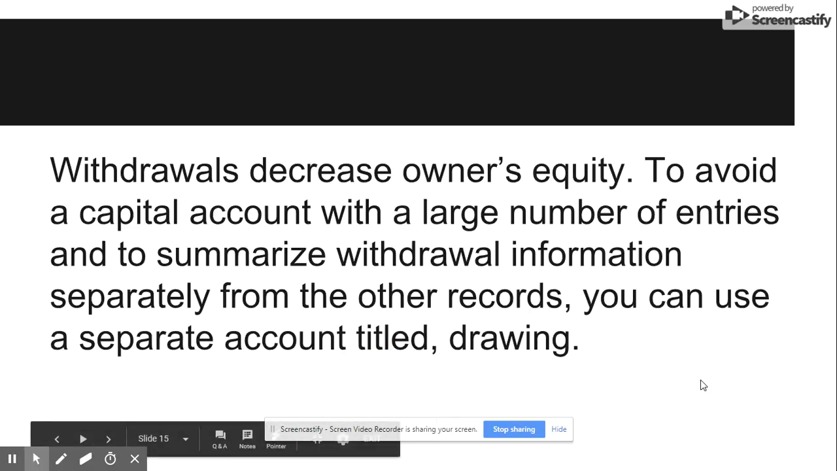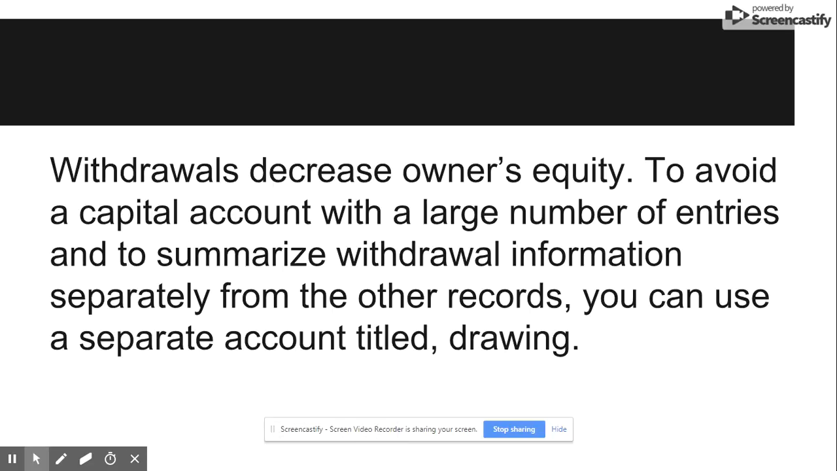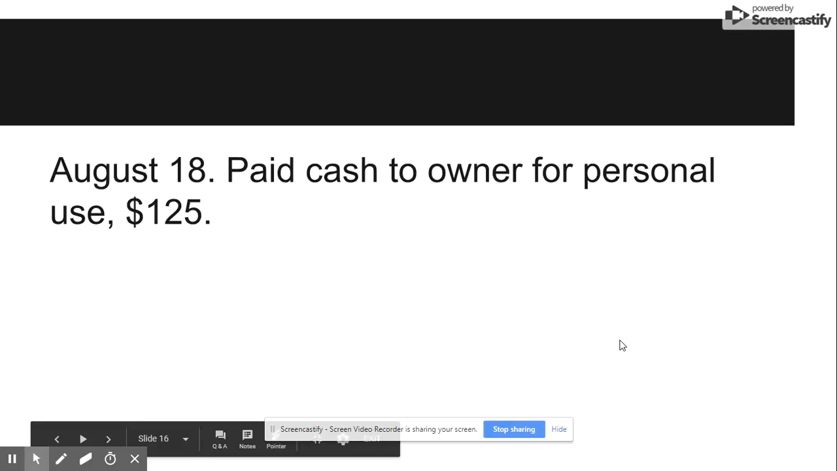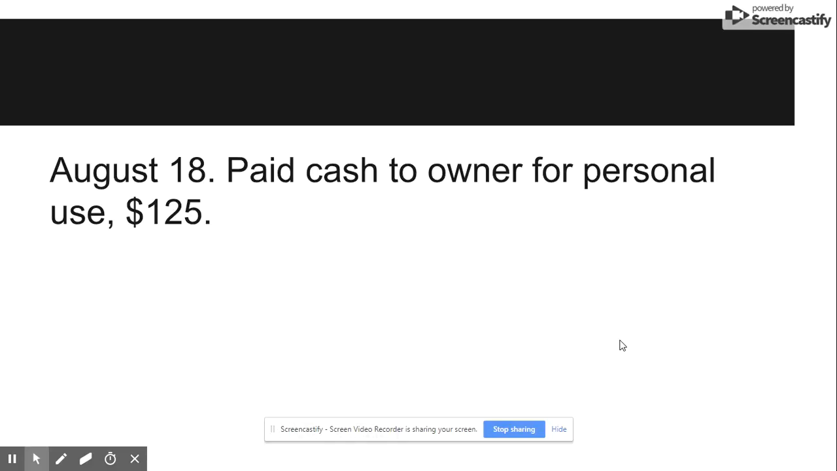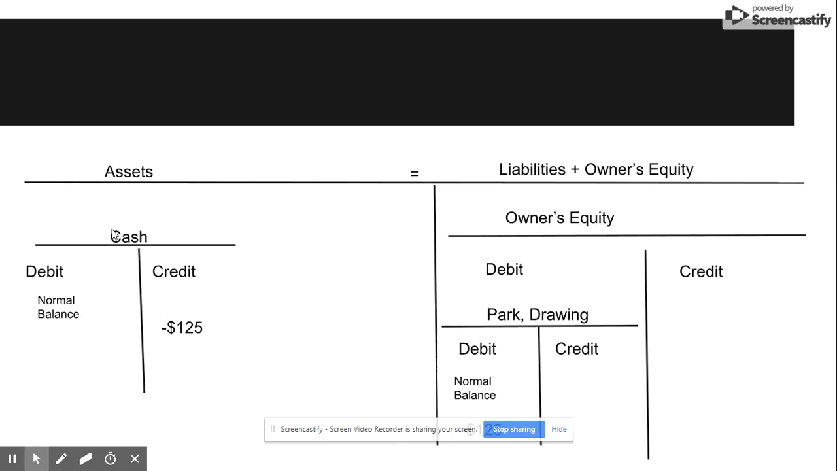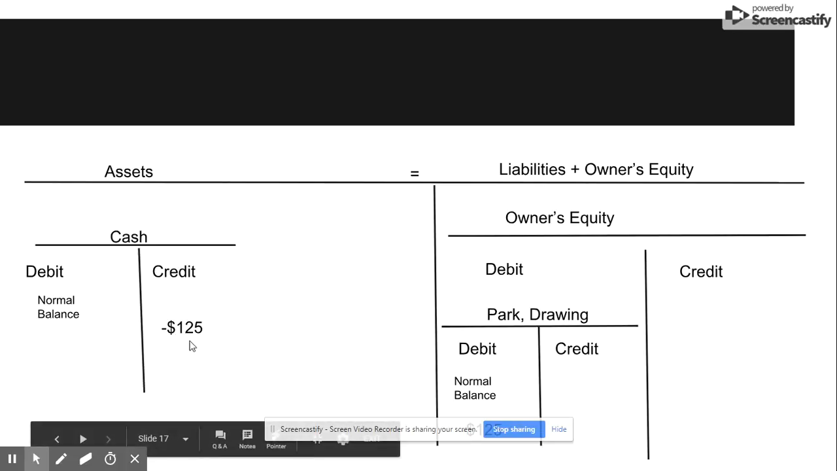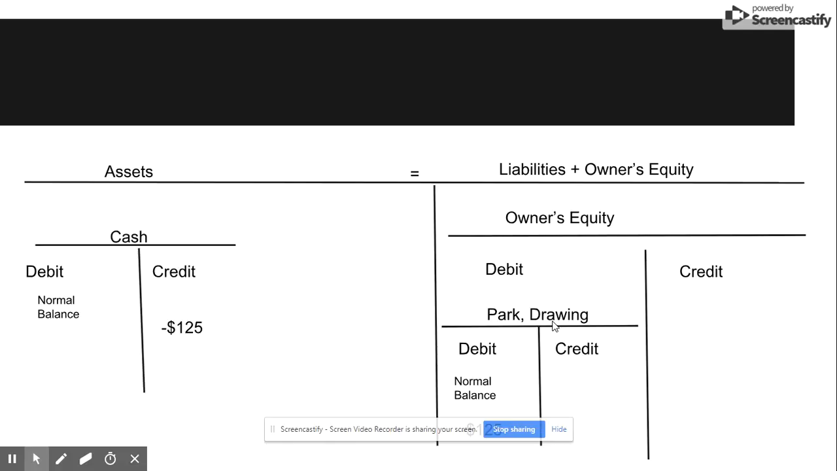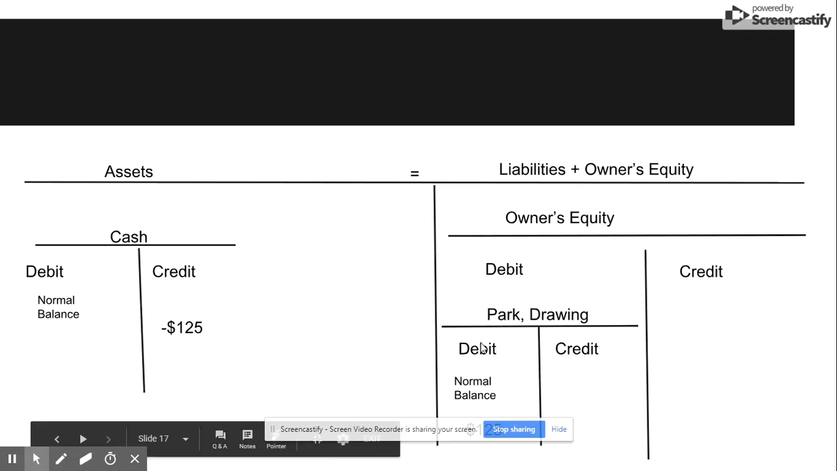Withdrawals also decrease the owner's equity, and we are going to create an account strictly for withdrawals. It's called a drawing account. In this case, we have Kim Park, so it'll be called a Park drawing account. If we pay cash to owner for personal use, $125, we will have cash decreasing $125, so it'll go on the credit side. And then drawing accounts, like expense accounts, have a normal balance on the debit side. So we will have a debit of $125 on the Park drawing account.